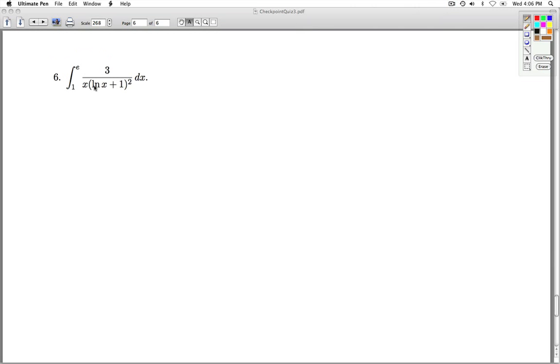Okay, the last problem on the take-home, or on the checkpoint, is this definite integral. We can proceed as usual. Bring the x up as x to the minus 1. Bring this quantity up to the minus 2 dx. We'll use our tried and true rule of thumb. I'll let u be the thing in parentheses. So my du is then 1 over x dx.